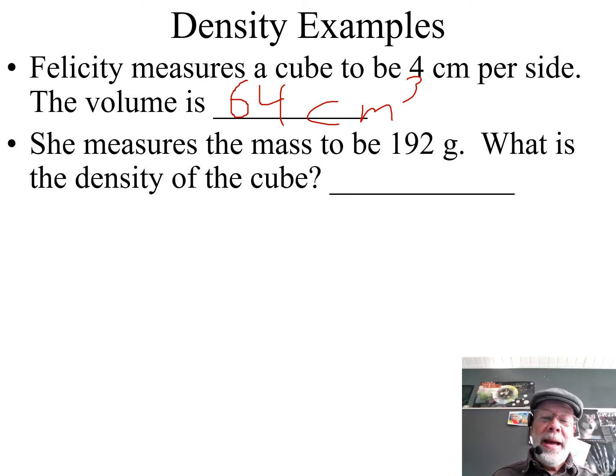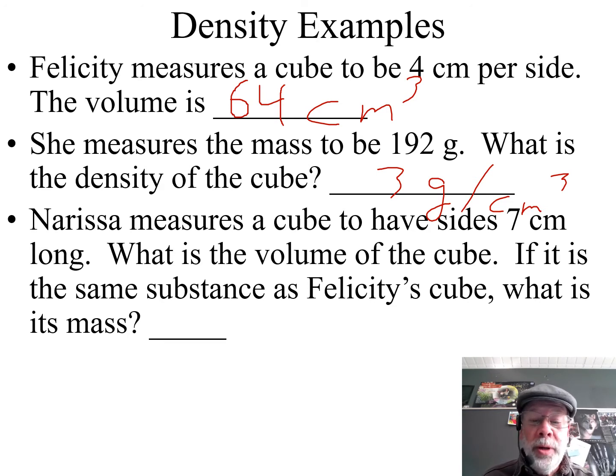She measures the mass to be 192 grams. What is the density of the cube? Well, density equals mass, which is 192, divided by her volume, which is 64. So the density comes out to be 3 grams per cubic centimeter.